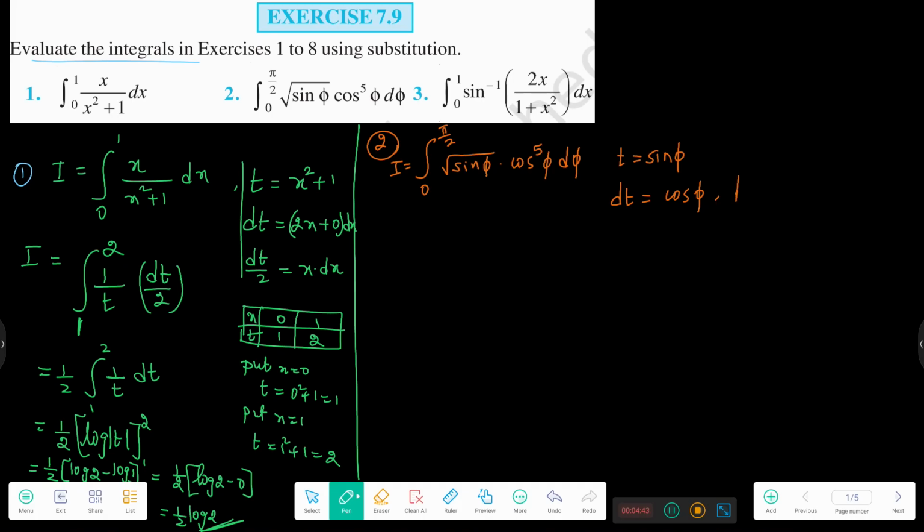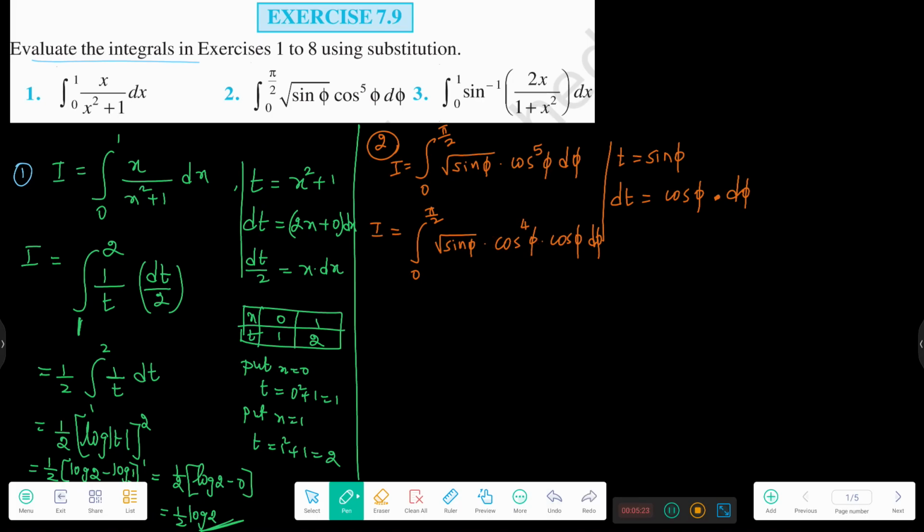Okay, and theta, when you differentiate, d theta. So that, children, this is multiplied, so that cos theta d theta you can write as dt. But we do not have cos theta, we have cos power 5 theta. So cos power 5 you can simplify. Let the square root of sin theta be, multiplied. This cos power 5 we can write as cos power 4 theta into cos theta into d theta. Okay, 4 plus 1 is 5, so that we are writing like this.